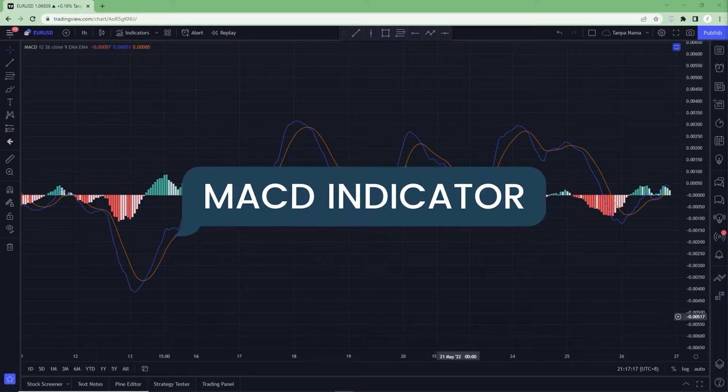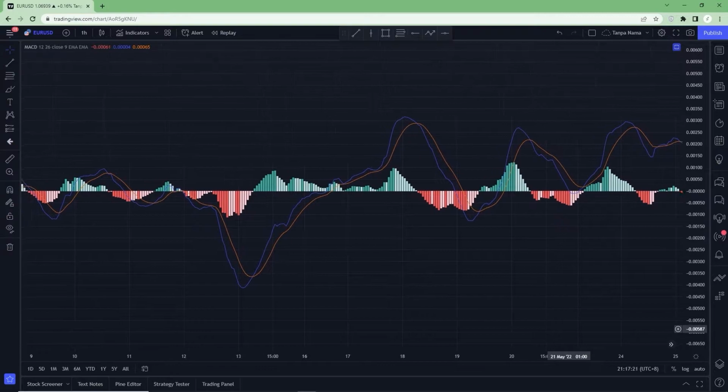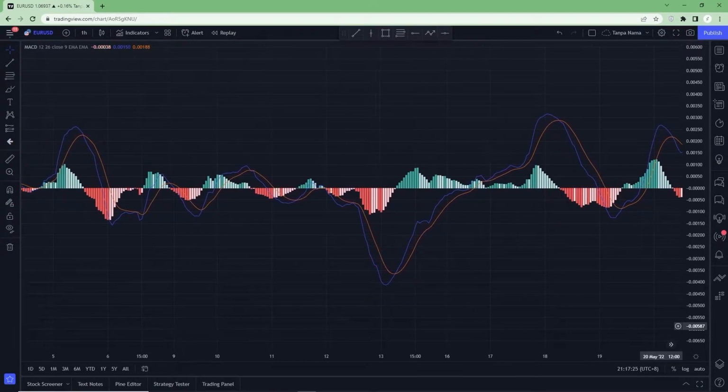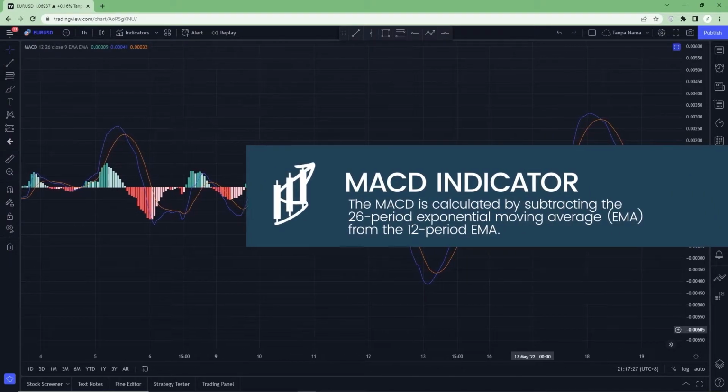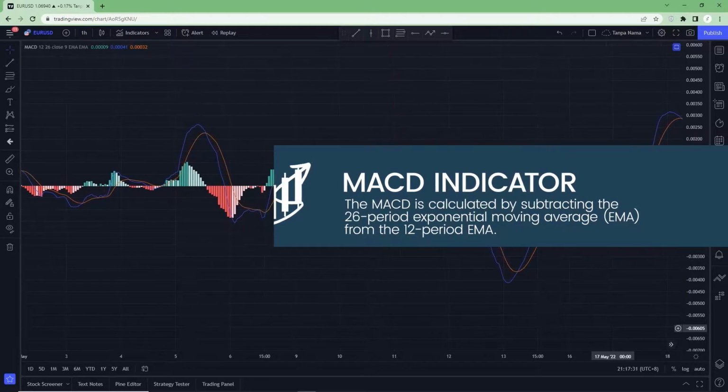Moving Average Convergence Divergence, MACD, is a trend-following momentum indicator that shows the relationship between two moving averages. The MACD is calculated by subtracting the 26-period exponential moving average, EMA, from the 12-period EMA.